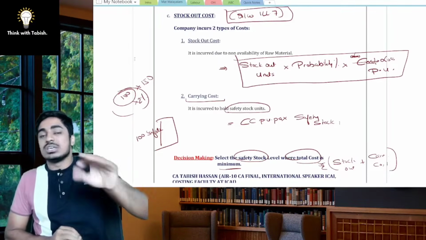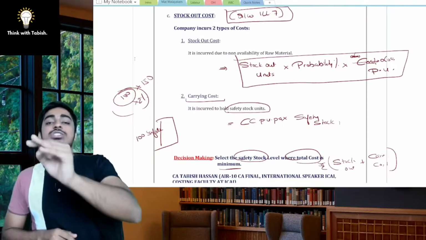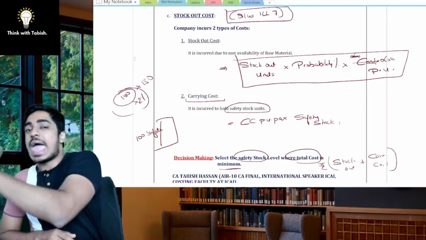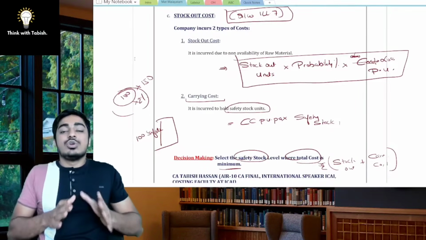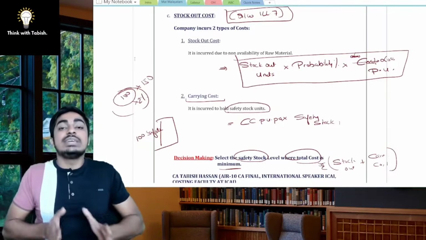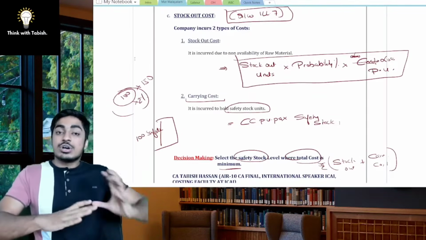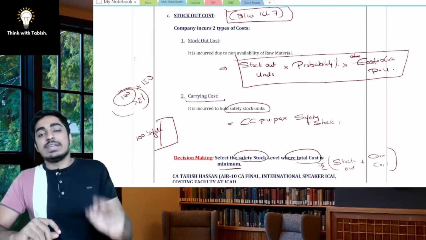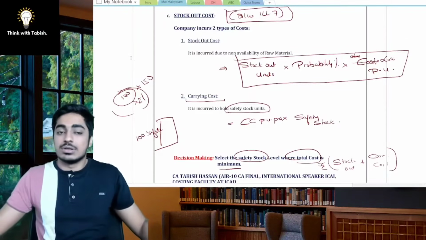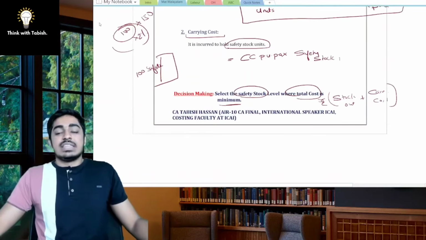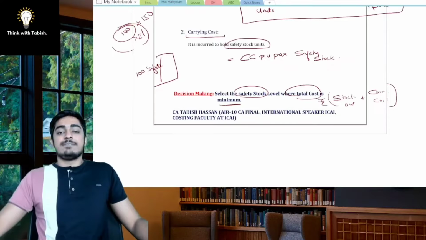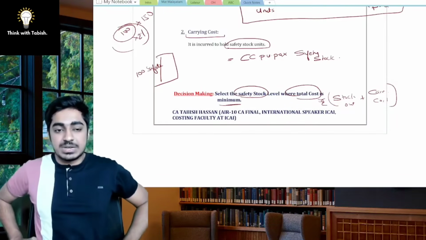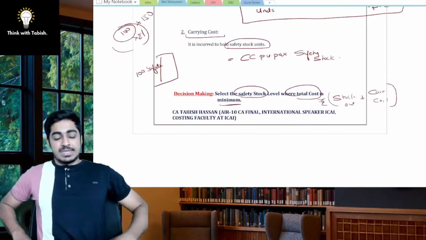And carrying cost, you know it is carrying cost per unit per annum into average inventory. Here, to avoid stock out, we are holding safety stock. Safety stock will be held throughout the year. So in place of average inventory, we take safety stock. This is the complete chapter of material costing. Every concept, every main adjustment from the exam perspective is discussed here.